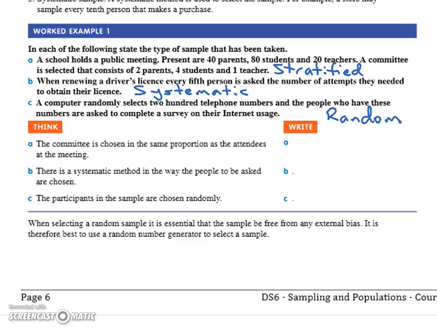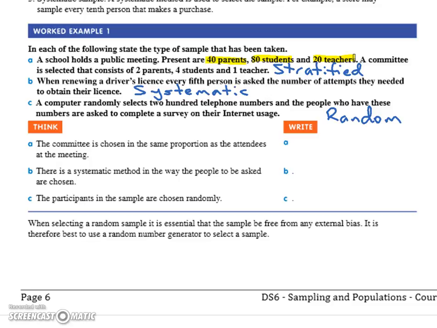Everyone happy with that? Okay. That was easy. For those of you who are still confused with stratified, what you're looking at can be a percentage or a fraction of the population. Now, when you look at the people that turned up, there was 40 parents, then there was 80 students and 20 teachers. That's how many people turned up at this whole meeting. But that's how many turned up.